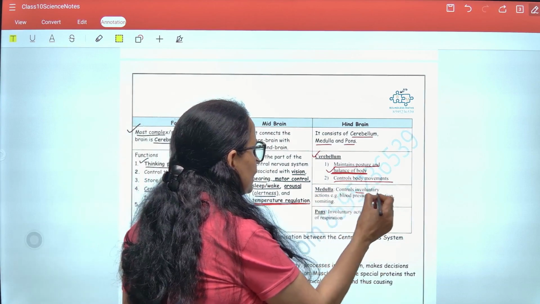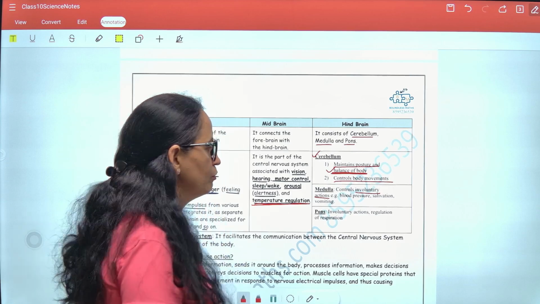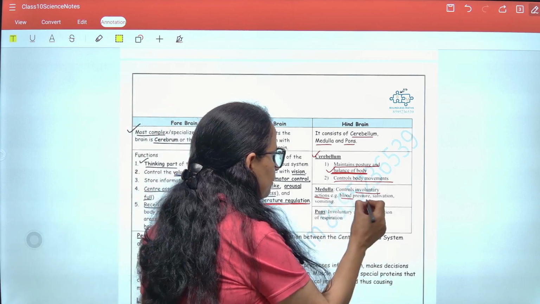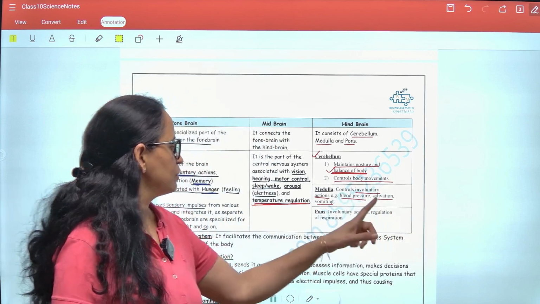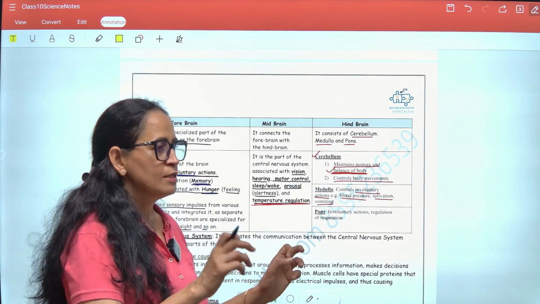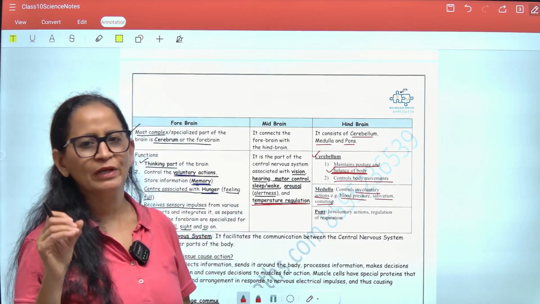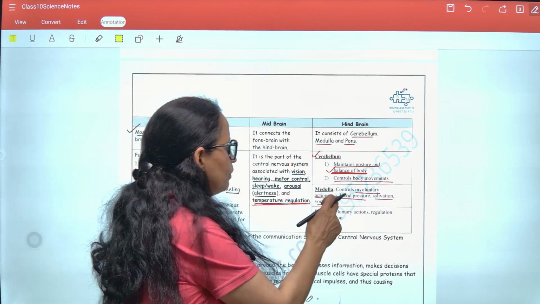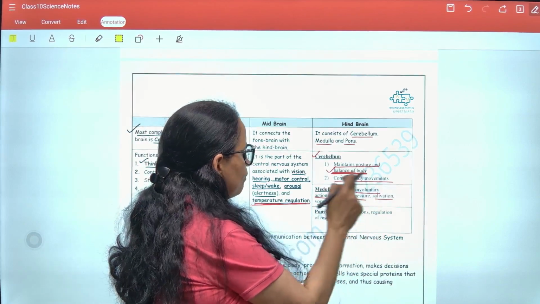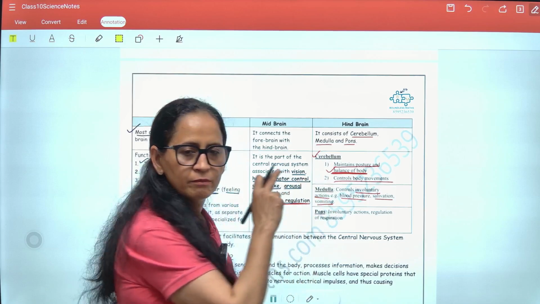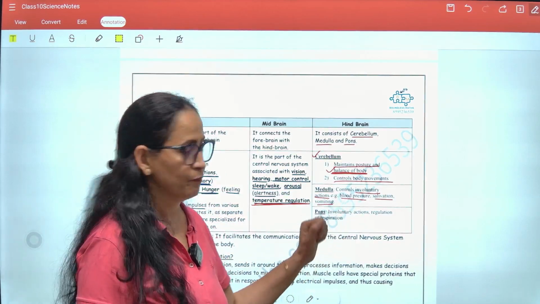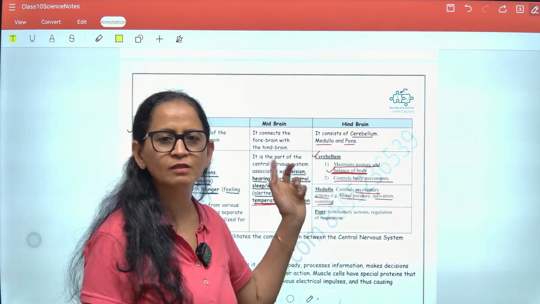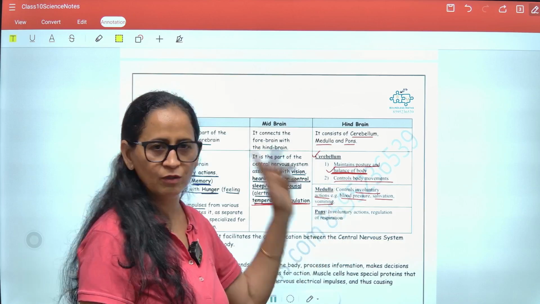Medulla controls the involuntary actions. For example, blood pressure, salivation and vomiting. Again, blood pressure, salivation and vomiting are the three specific keywords mentioned in your NCERT textbook. So these have to be remembered. Blood pressure, salivation and vomiting are controlled by medulla. Which part of the brain controls vomiting? Medulla. Which part of the brain controls blood pressure? Medulla. Salivation? Medulla again, right?